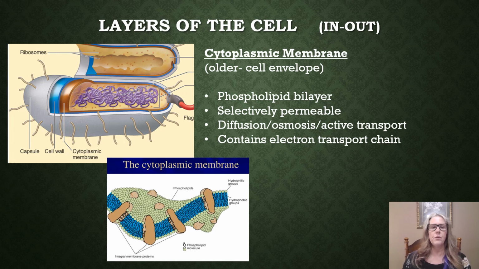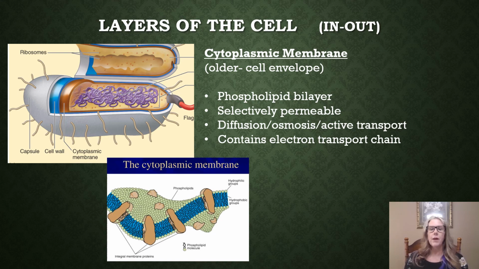Now we're going to start really taking a look at the components that make up the bacterial cell. We're going to look at the layers of the cell, and we're basically going to work our way from the inside out. If you're looking at the picture on the slide of the bacterial cell that's been opened up, we are going to start with that layer that looks like it's a brown color. Now, that layer is called the cytoplasmic membrane. An older term for that is the cell envelope.